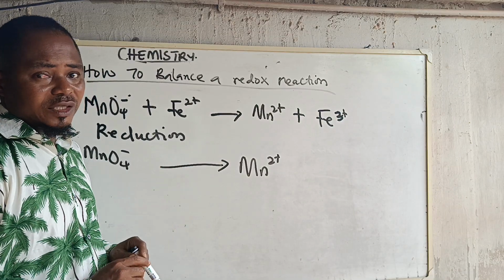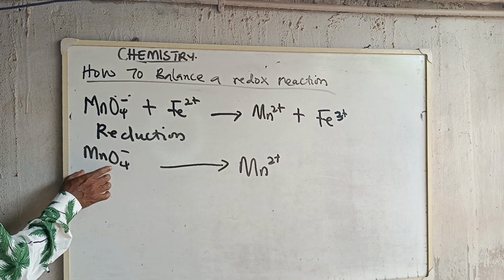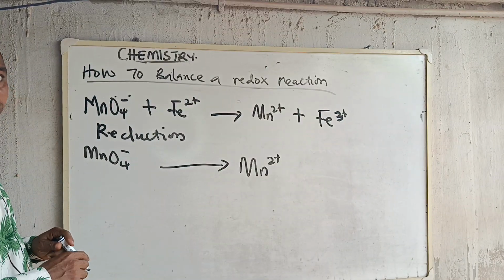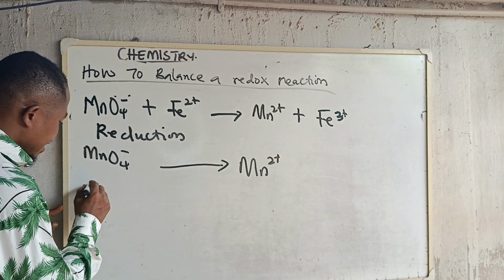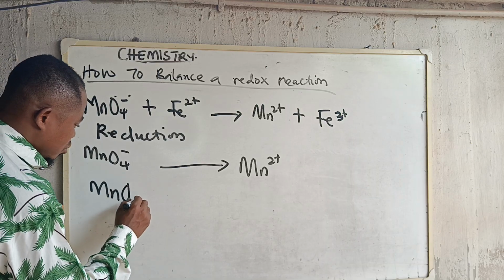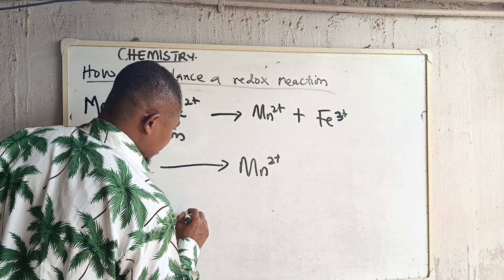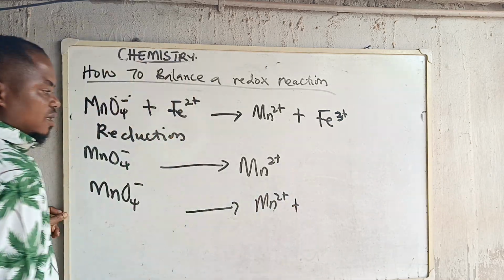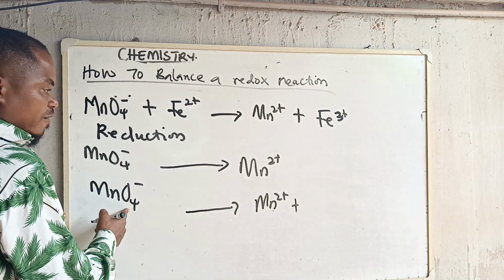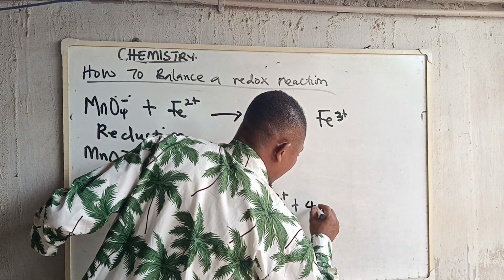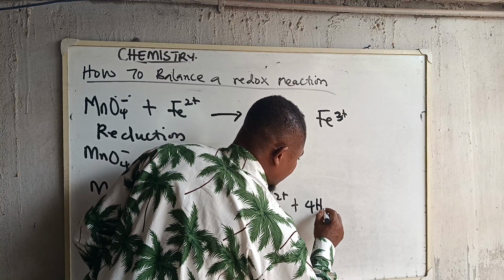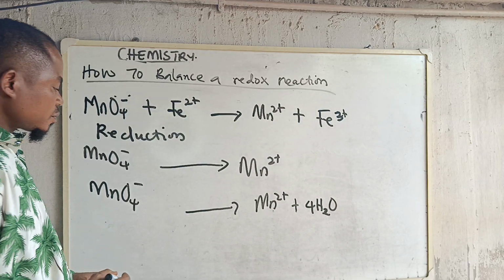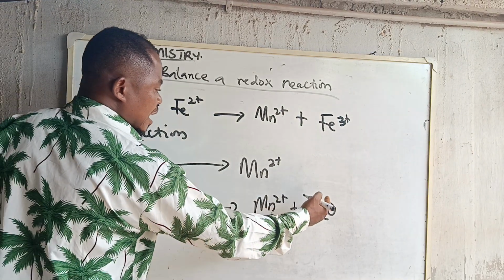We have to balance the number of atoms. On this side, we have oxygen. On this side, we do not have oxygen. So we'll balance that by what? Adding water. So we're going to say MnO4 minus plus... Mn2 plus what? Water. How many atoms of oxygen do we have here? 4. So I'm going to write 4H2O.